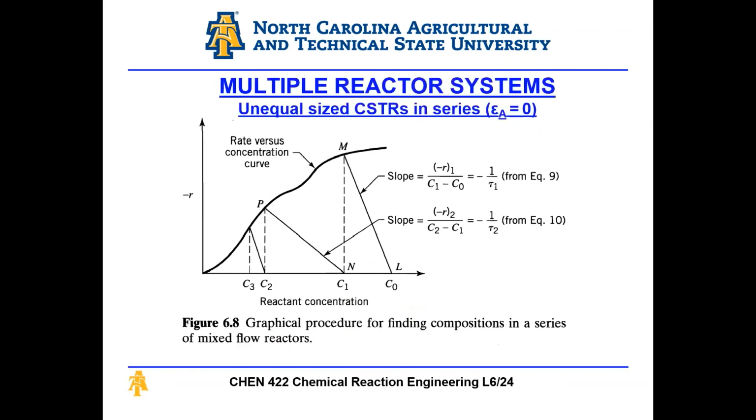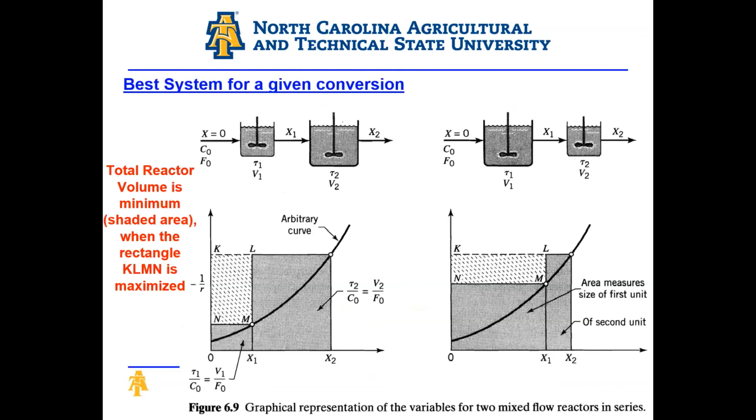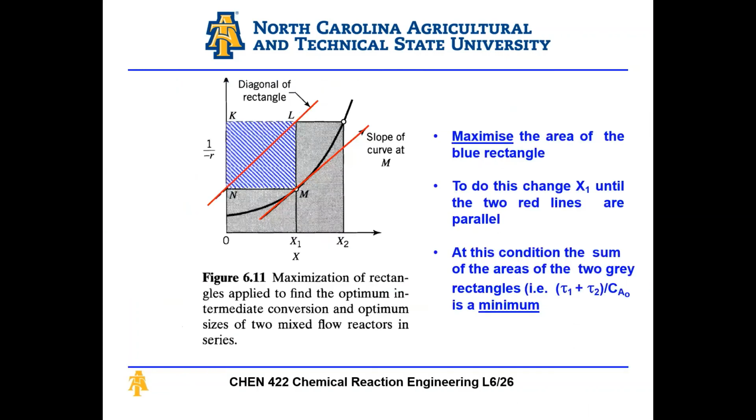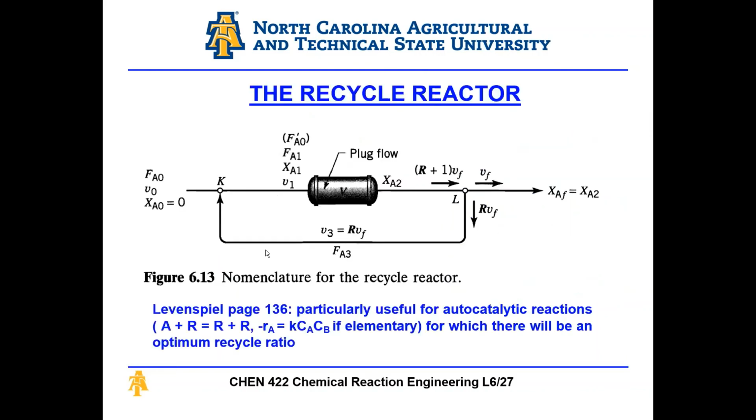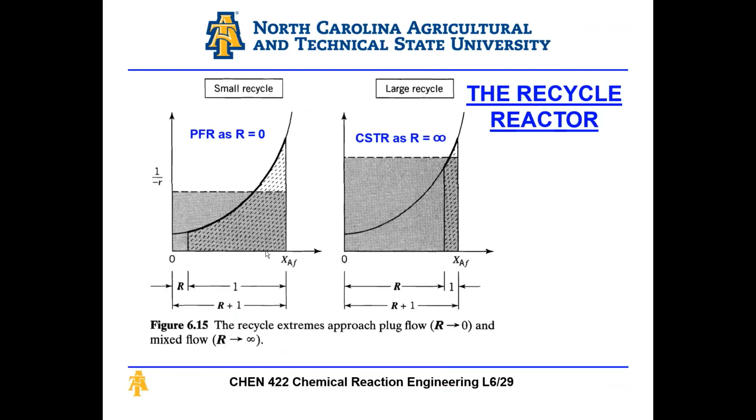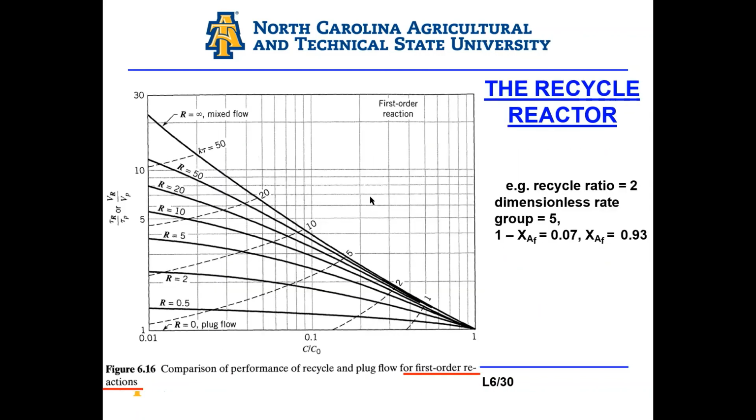We then talked about unequal size CSTRs in series. We talked about this chart and how to read it to get the best arrangement of CSTRs in series. We talked about this procedure where I connect the two diagonals here, connect the tangent here, and find the point where the two lines are parallel. Then we talked about this recycle reactor and how, as the recycle approaches 0, it's more of a PFR. As the recycle approaches infinity, the behavior is similar to a CSTR.